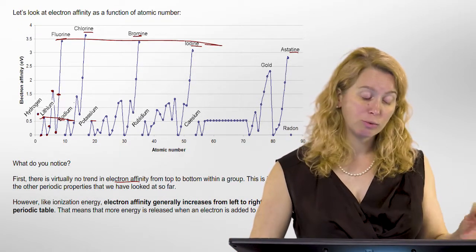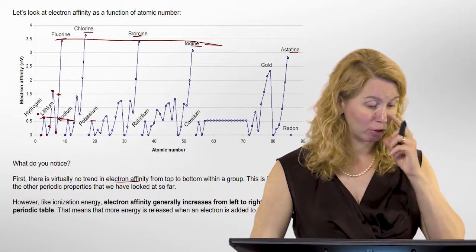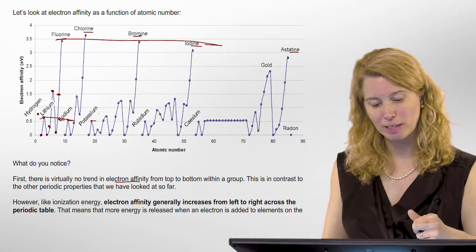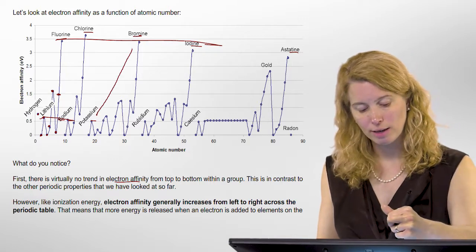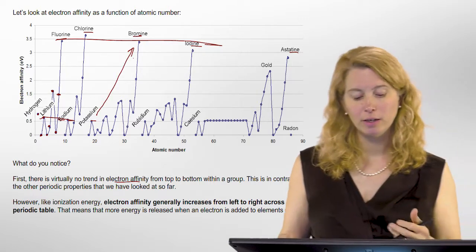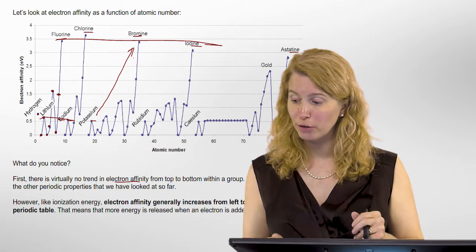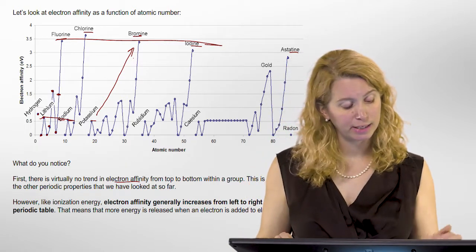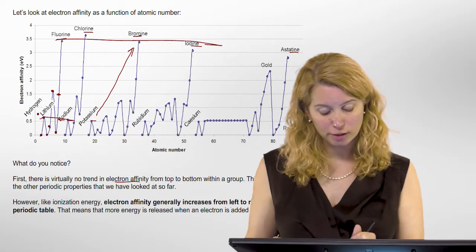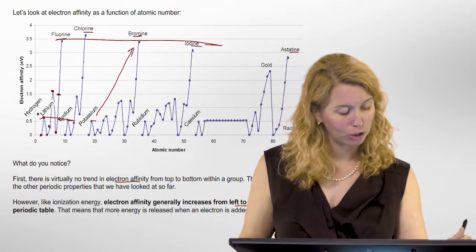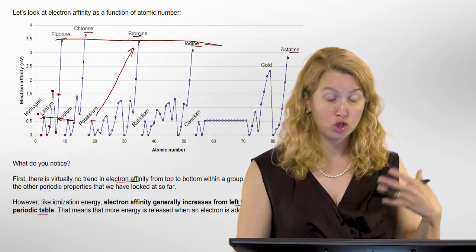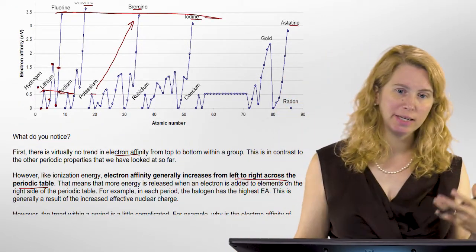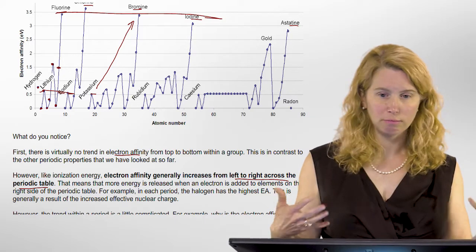However, as we look at what happens from left to right across the periodic table, we see again a trend. As we go from potassium through to bromine, the alkali metal in the fourth period through to the halogen in the fourth period, we see that electron affinity increases from left to right across the periodic table, just like ionization energy, but in a sense for a different meaning.